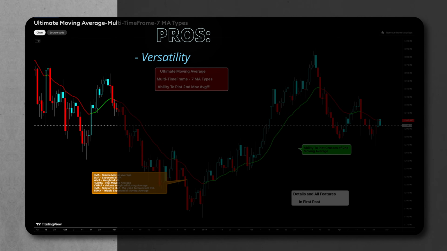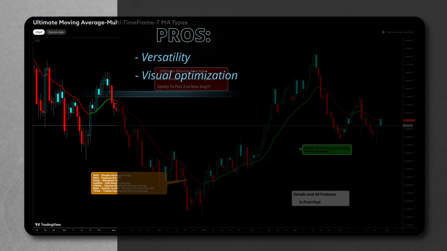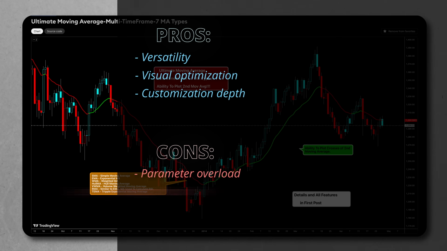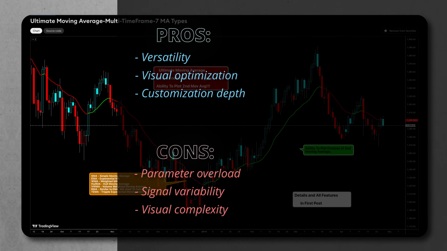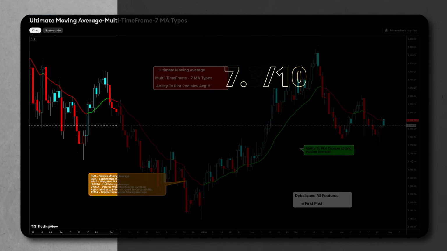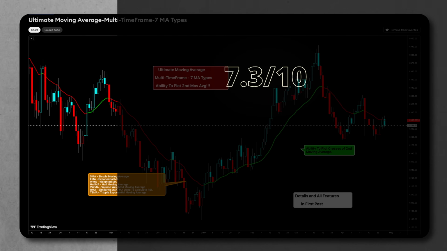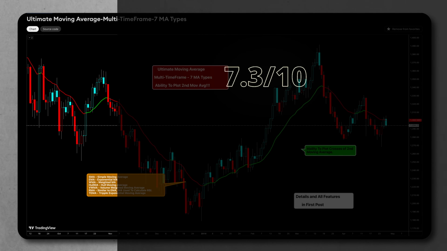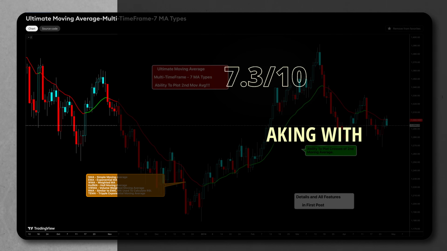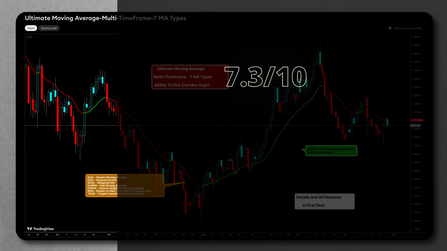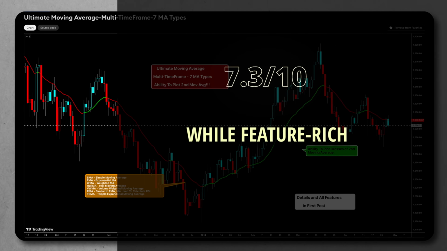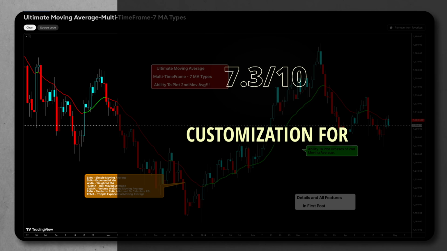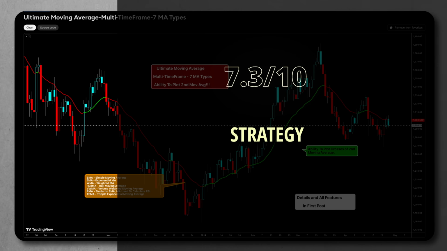Pros: versatility, visual optimization, customization depth. Cons: parameter overload, signal variability, visual complexity. Ranking: 7.3 out of 10. This indicator stands out for its flexibility and advanced multi-timeframe moving average integration, enhances decision-making with higher timeframe context, and clean crossover signals. While feature-rich to the point of overwhelming beginners, it offers experienced traders powerful customization for nearly any trend-based strategy.